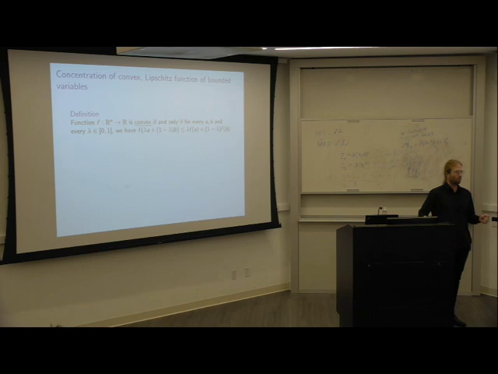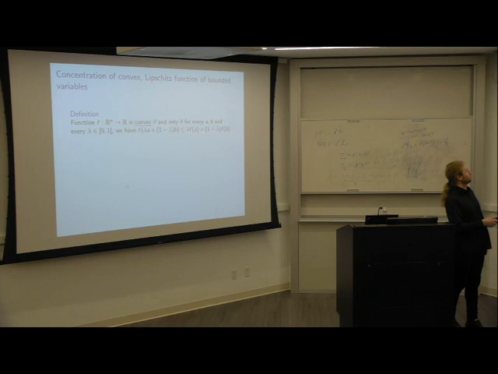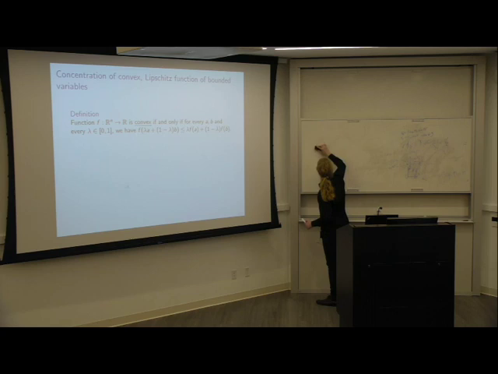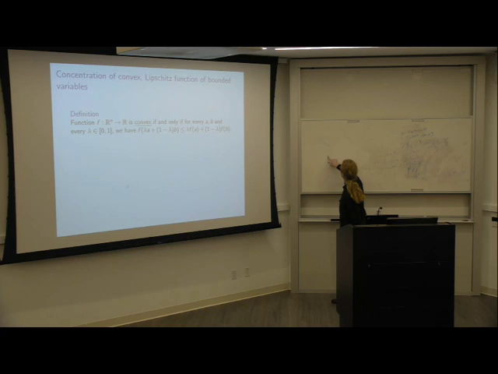So I'm going to define a function. I'm going to say that the function f is convex if and only if, I guess you've seen this definition again, whenever I have, so what is a convex function? x squared is a convex function. A function is convex if and only if whenever I choose two points, a and b, this entire line is above the graph of the function.